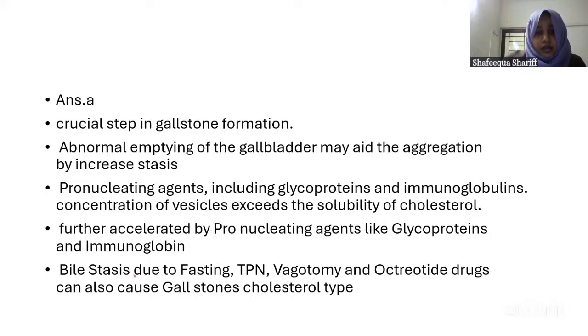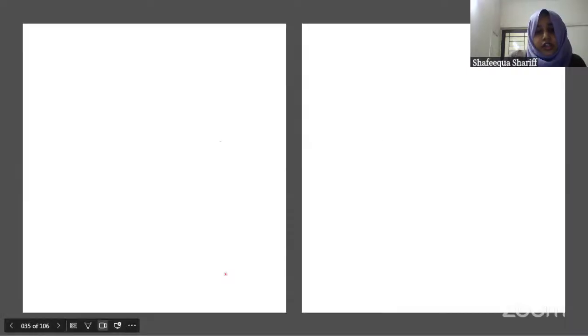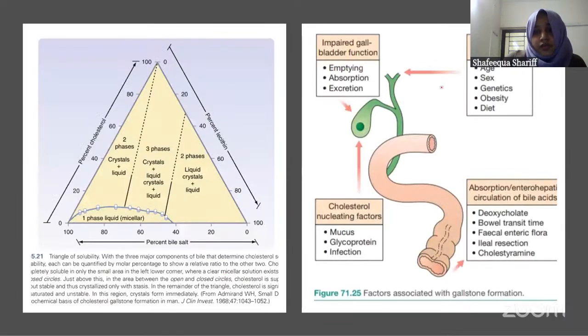Some of the reasons for bile stasis that you can see are fasting, total parenteral nutrition, vagotomy, and octreotide drugs. They all can cause cholesterol type of gallstones. So this is the physiology behind the formation of gallstones. Mainly, there's an impaired gallbladder function. So the emptying is decreased, or the absorption is reduced, or the excretion is impaired, or the bile is supersaturated. So the very famous female, 40, fat, fertile category comes into the supersaturated bile. So the age, sex, genetics, obesity, and diet.